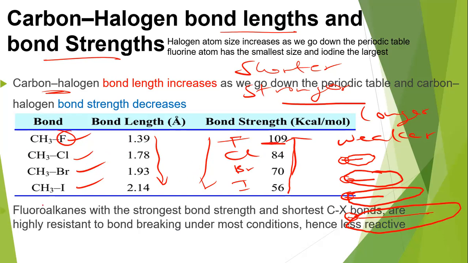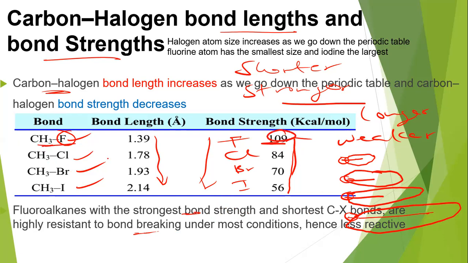Now, we are saying that because fluoroalkanes have the strongest bond, because they are the shortest, they are highly resistant to bond breaking under most conditions. So they are least reactive. Now we are introducing a new term: the stronger your bond, the less reactive you are. Because when you are reacting, you have to first break the bond, right? The bond between the carbon and the halogen has to be broken, right?